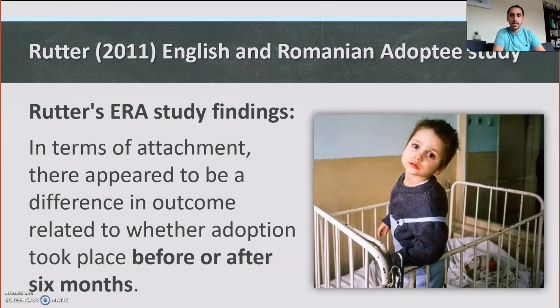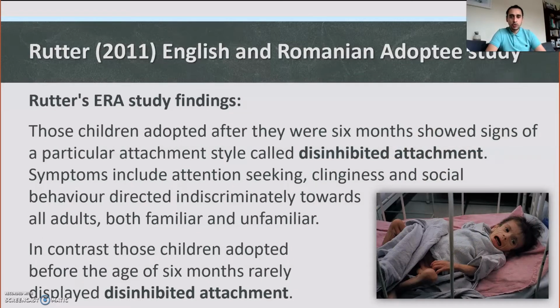In terms of attachment, there appeared to be a difference in outcome related to whether adoption took place before or after 6 months. Those children adopted after they were 6 months showed signs of a particular attachment style, which we haven't seen before, called a disinhibited attachment. So far from Ainsworth's research, we only had a look at 3 attachment styles, right? We had secure, insecure avoidant, and insecure resistant. These children had an attachment type that we had never seen before, a disinhibited attachment.